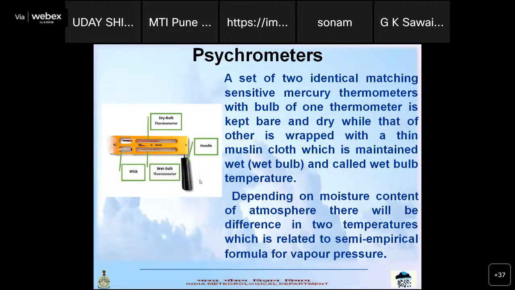With the help of this handle, we have to rotate it some 5-6 times, and after that equilibrium is reached. Once we get equilibrium, we take the readings of the dry bulb thermometer and the wet bulb thermometer. After noting the dry bulb and wet bulb readings after rotating this psychrometer, there is a hygrometric table. With the help of the hygrometric table, you will get the humidity. So this is the traditional way to measure humidity.